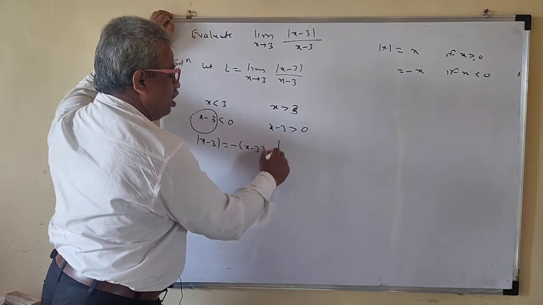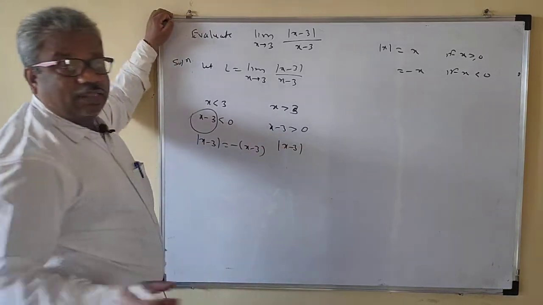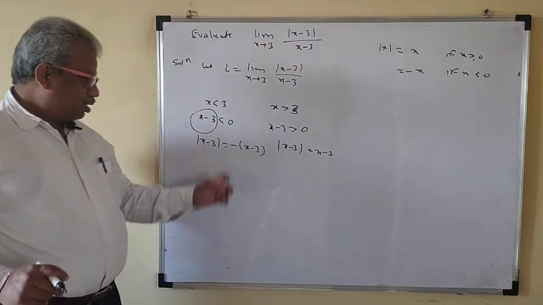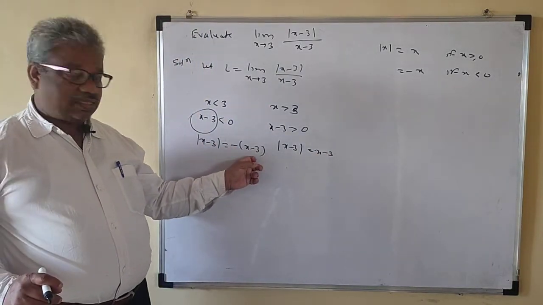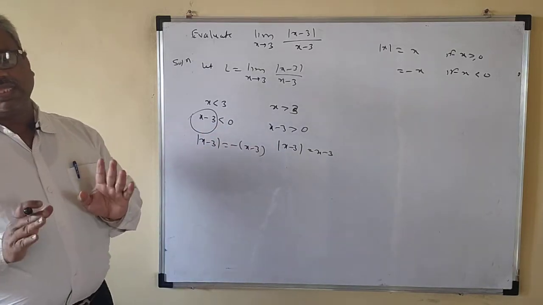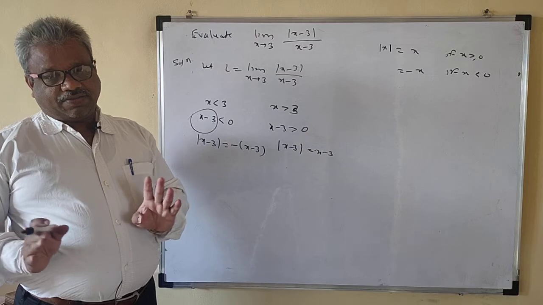x minus 3 is 0. Then mod of x minus 3, because x minus 3 is positive, is the same as x minus 3. That means what here? Mod of x minus 3 is minus (x minus 3) if x is less than 3, and x minus 3 if x is greater than 3. That means for less than 3 and greater than 3, there are different functions.